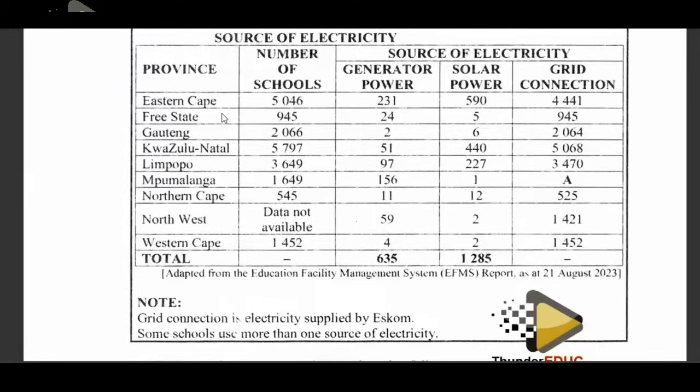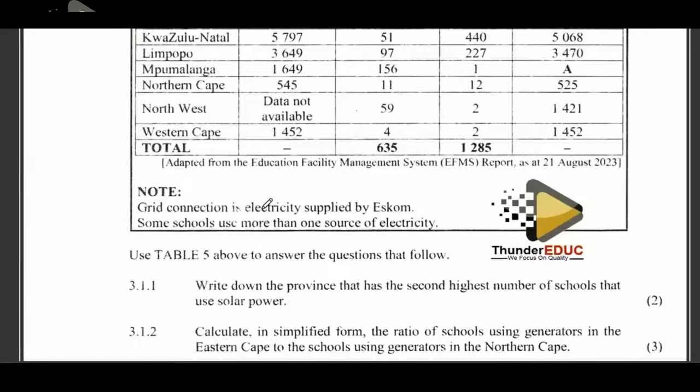Here we have the provinces, the number of schools, then different sources of electricity. Some use generators, others have solar, then others, they use what? The grid, like the normal electricity that we know. All right, note, grid connection is electricity supplied by Eskom. Some schools use more than one source of electricity. Write down the province that has the second highest number of schools that use solar power.